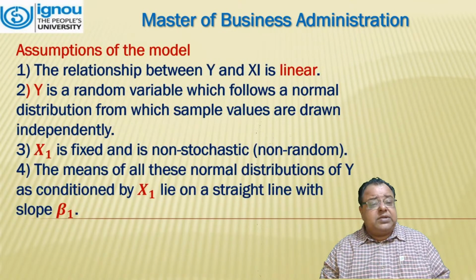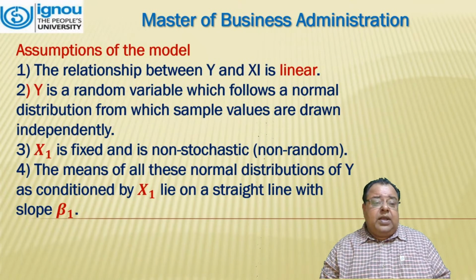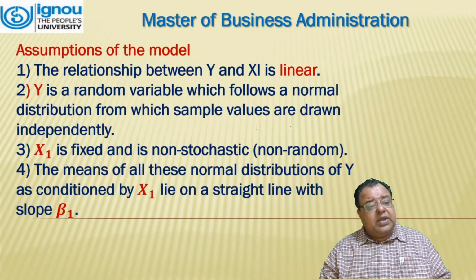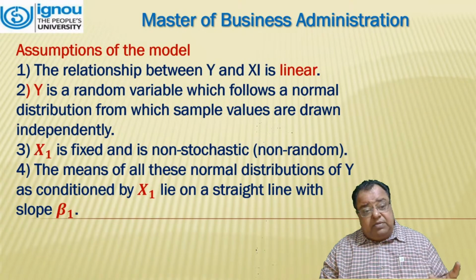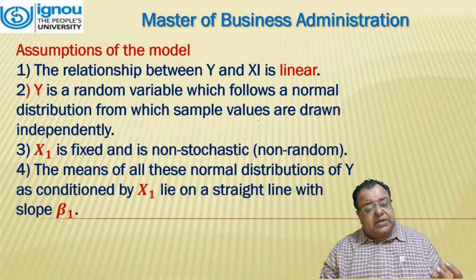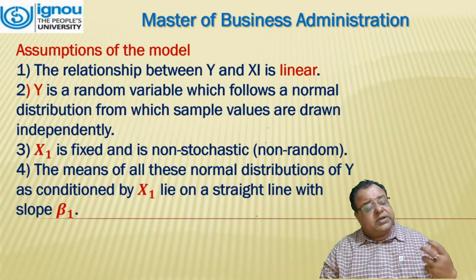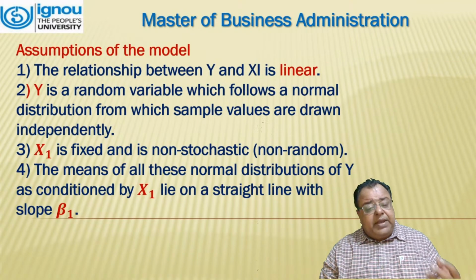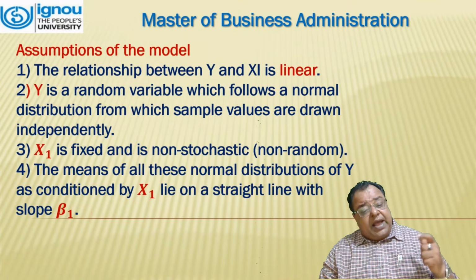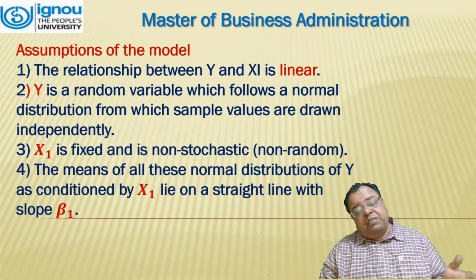What are the assumptions for the model? The relationship between y and x1 is linear. Y is a random variable which follows a normal distribution from which sample values are drawn independently. X1 is fixed and is non-stochastic, that means it's not random. The means of these normal distributions of y, as conditioned by x1, lie on a straight line with slope β1.